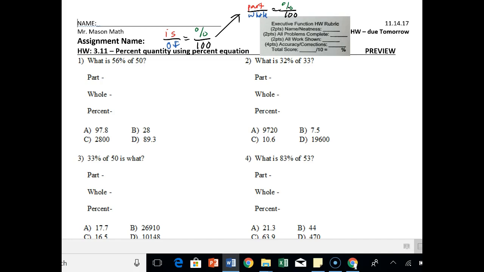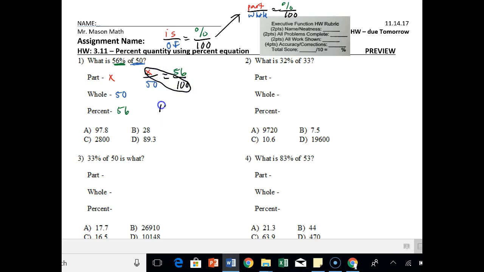It says, what is 56% of 50? So I have a percentage. Notice this is not a part because it's got a percentage on it. I have a whole because of 50. So I'm writing 50 on the whole. I'm writing 56 on the percent. And I don't know my part. So it's x over 50 equals 56 over 100. Let's cross multiply now.